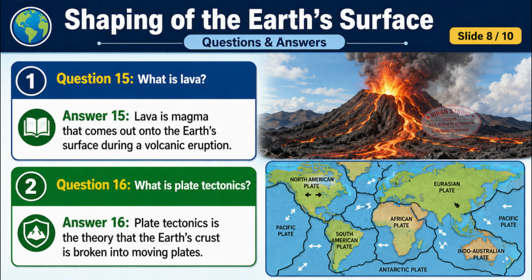Question 15. What is lava? Answer 15. Lava is magma that comes out onto the Earth's surface. Question 16. What is plate tectonics? Answer 16. Plate tectonics is the theory that explains the movement of tectonic plates.